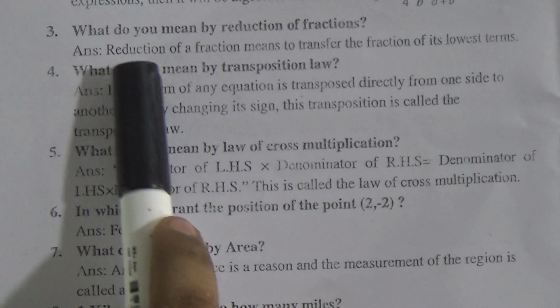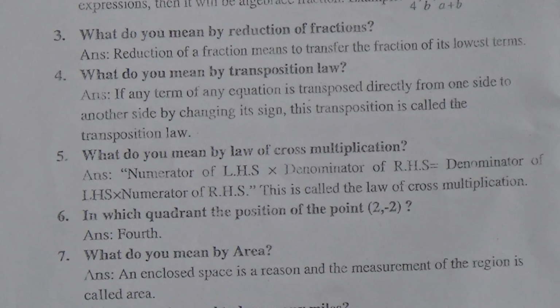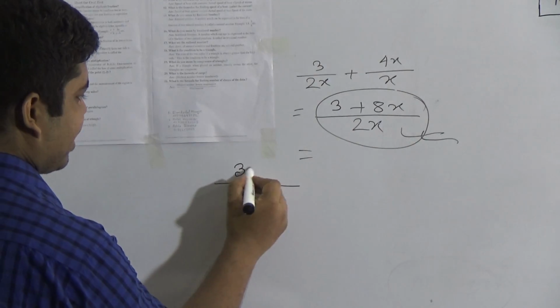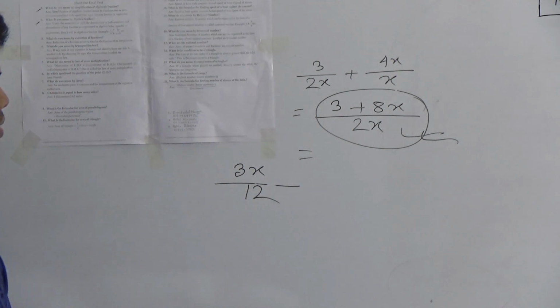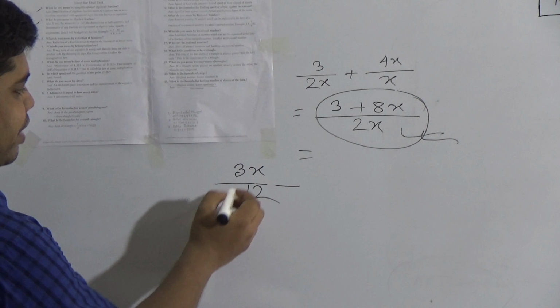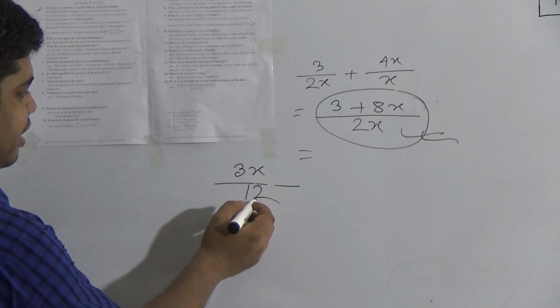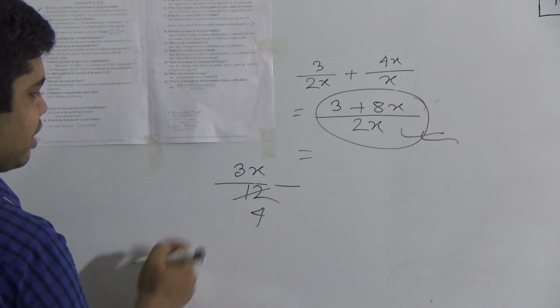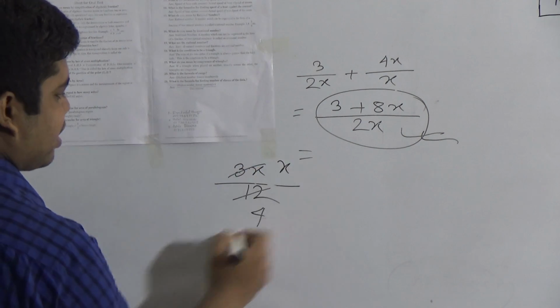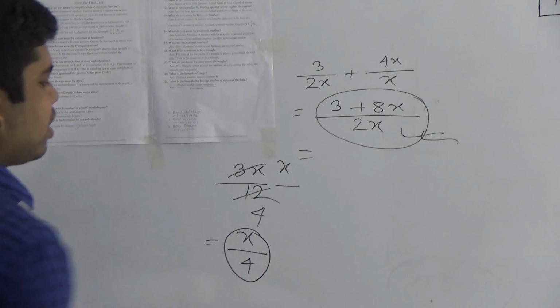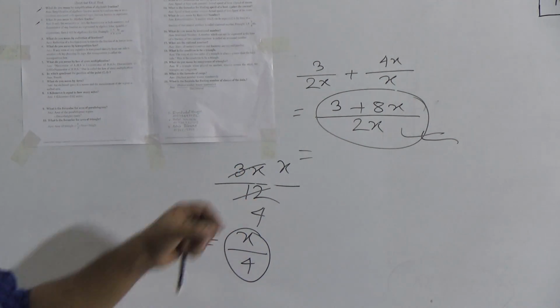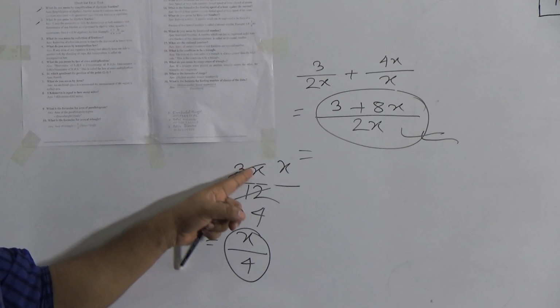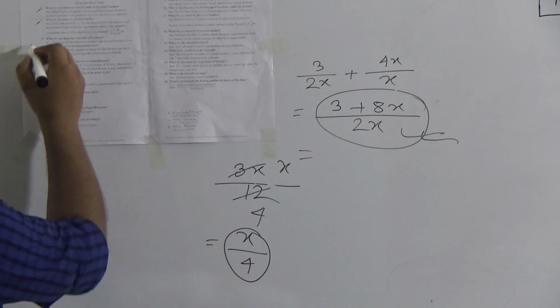Reduction of fraction means to transform the fraction into its lowest term. My dear students, at first we notice an example. This is 3x and this is 12. We cut both numerator and denominator by 3. If we divide 12 by 3, then we get 4. If we divide 3x by 3, then we get x. So we get x by 4, and it is the lowest term of 3x by 12, and it is called the reduction of fraction. Which fraction? 3x by 12. I hope you have understood. Question number 3 is done.